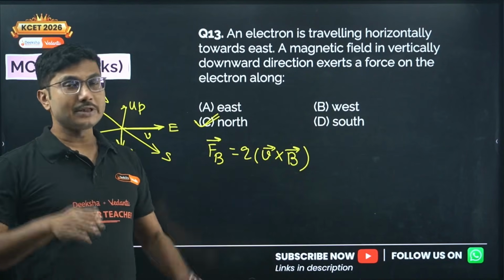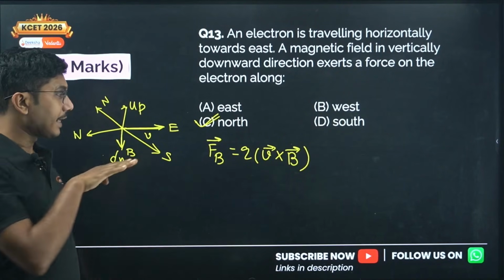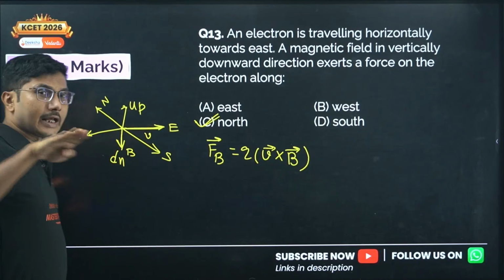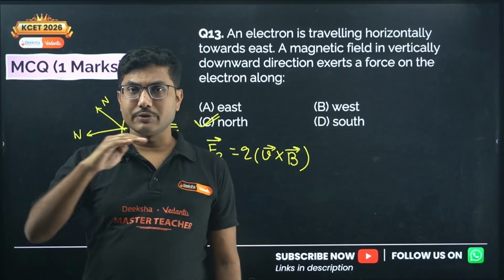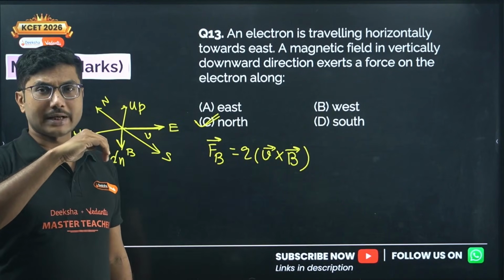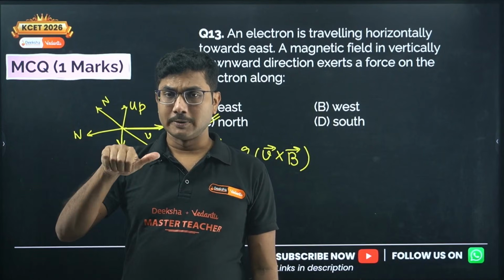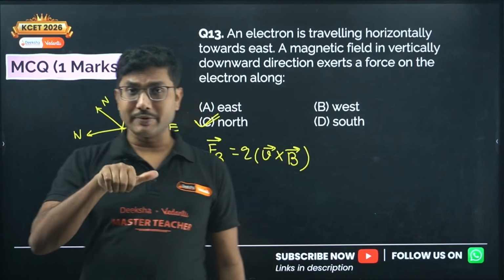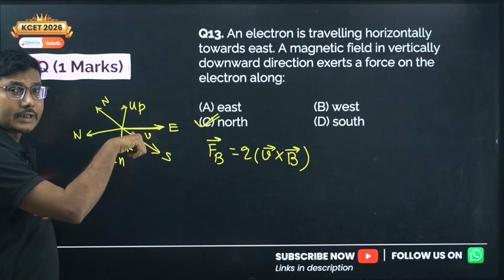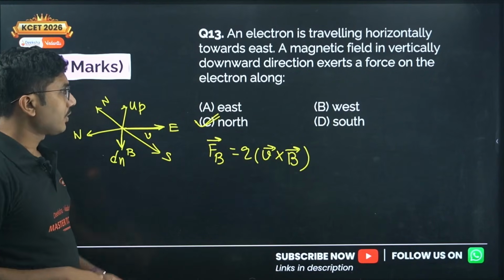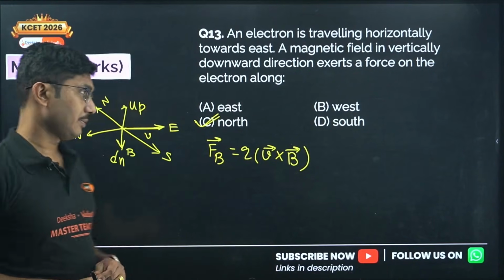So V cross B means first you point your fingers in the direction of the first vector, and then you curl your fingers towards the second vector. Then your thumb will point in the direction of the resultant vector. Okay, so this is the resultant vector, in this case into the page of the paper. So north is the correct answer.